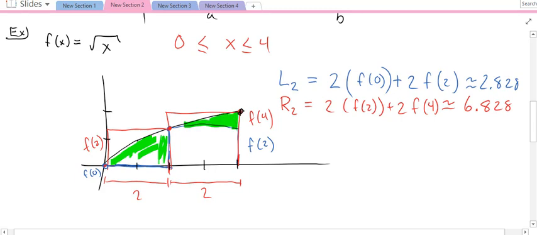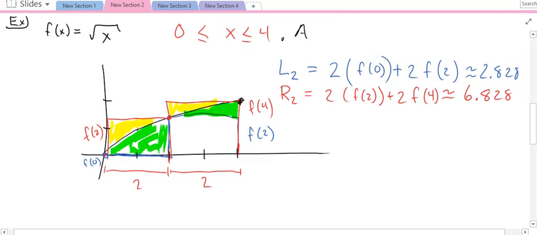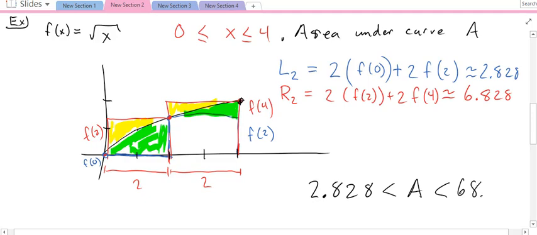When we look at that for the area under that curve, L2 is an underestimate. On the other hand, R2 is actually going to be an overestimate because it's also throwing in all of this area up here. So really all we could say, if we were looking for the area under the curve A, is that reasonably we know that A has to be between these two values.